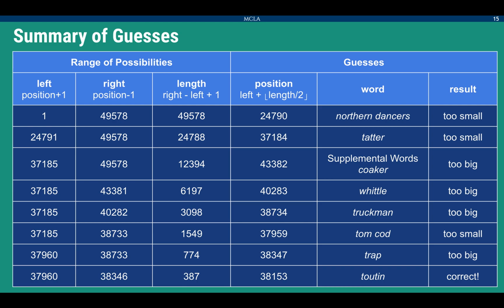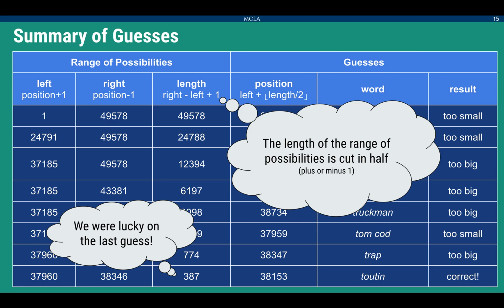So what just happened? We had this summary of our guesses. If the guess was too small, we looked in the upper half of what we had just divided ahead of time. If it was too big, we looked in the lower half. We had said that we could do this in less than or equal to 16 guesses. It happened that we did this in far fewer than 16 guesses. We happened to be lucky on that last guess. We didn't have to go all the way down to a length of 1. We only had to go down to a length of 387 to get to Teuton this time.